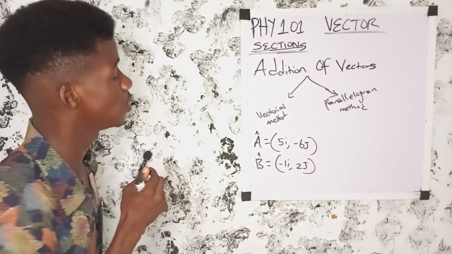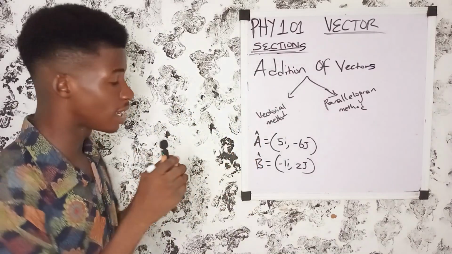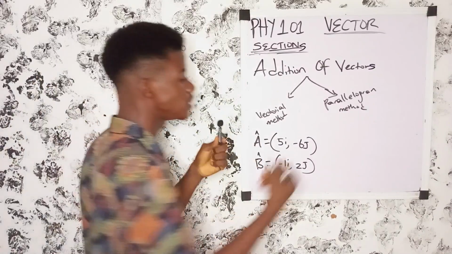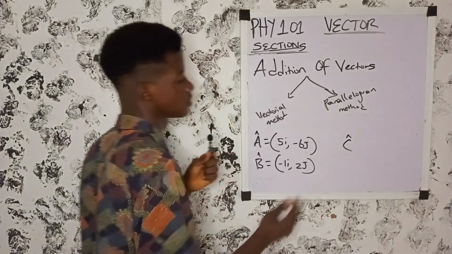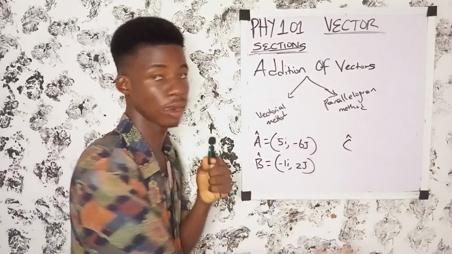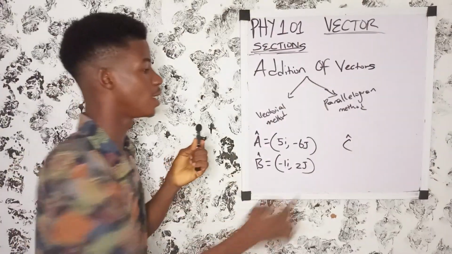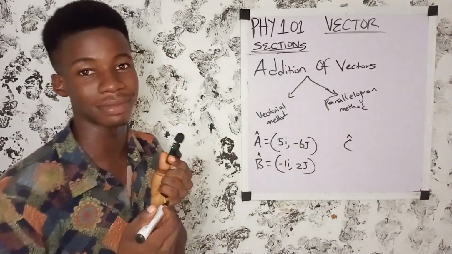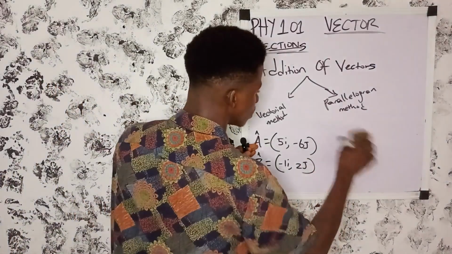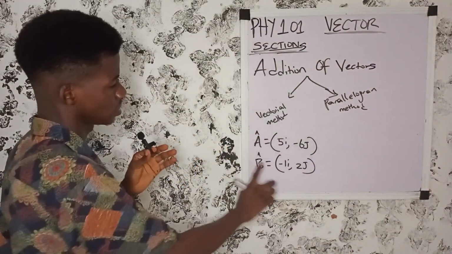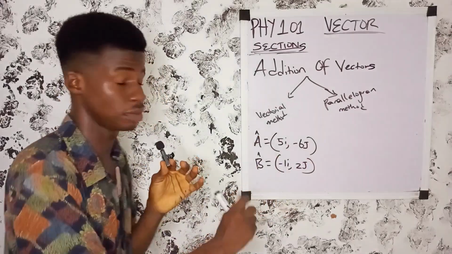Now, this is an example. How can we add these two vectors? Remember, if you see a symbol, let's say C, and they place something like this over it, know that this is a vector. This thing here represents the direction, while the letter represents the magnitude, or the amount.